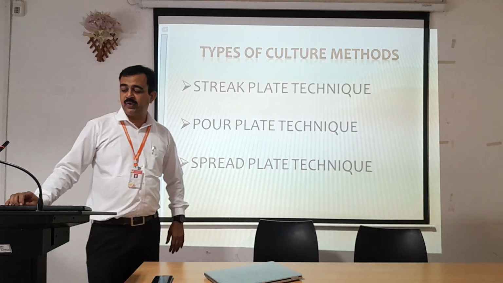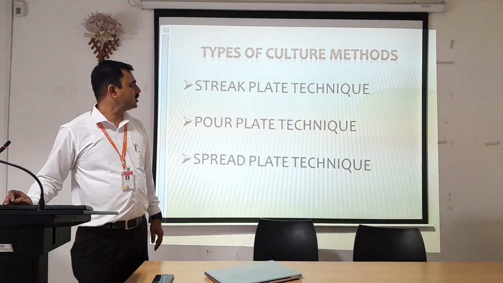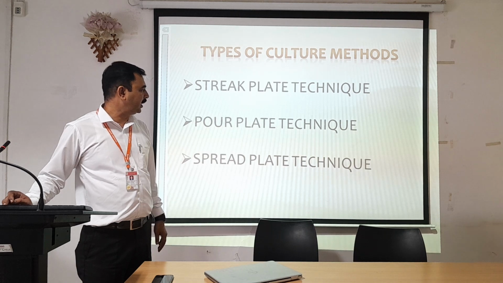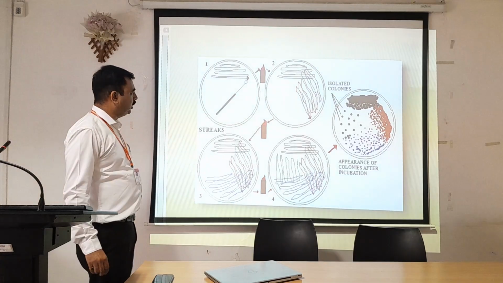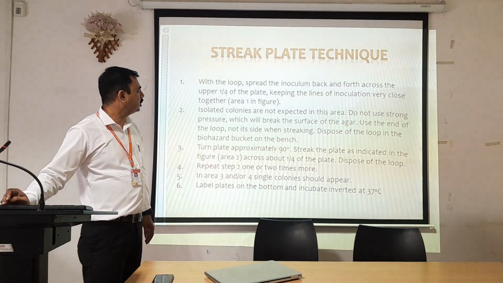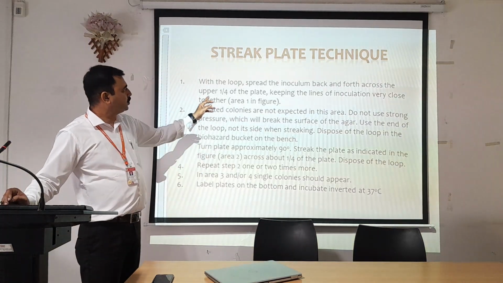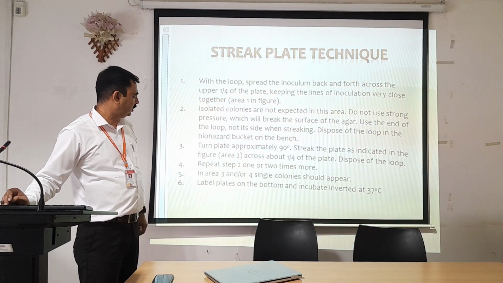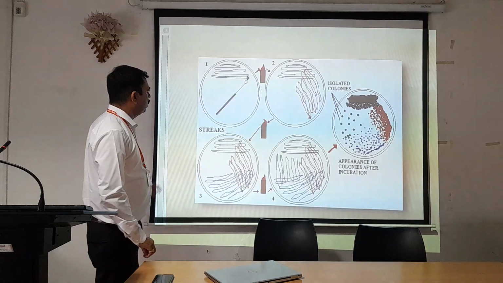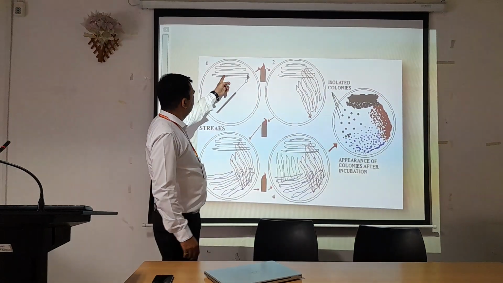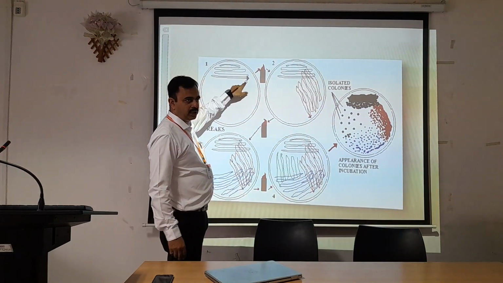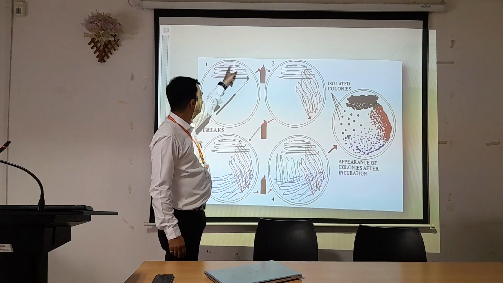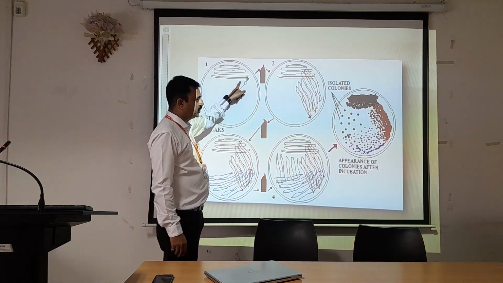Types of culture. Three different culture methods can be utilized: streak plate, pour plate, and spread plate technique. Streak plate. See this. In case of the streak plate technique, you need to go along with this. Spread the inoculum back and forth and across four quadrants. This is the four quadrant method. See this. Quadrant number 1. You take organisms inside the loop and you start streaking like this. This is the first streak.